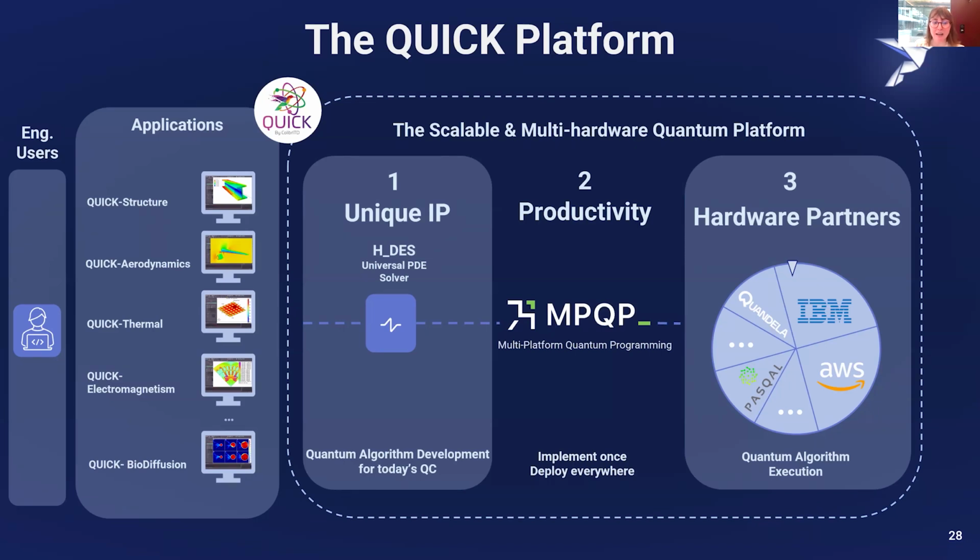So basically, they will have access to this platform through a license, and they will have modules that they can choose from for different kinds of physics and different kinds of problems. And under the hood, QUIC will solve these problems using the HDES algorithm that I presented to you today. The algorithm is written in MPQP, and then they will have the option to deploy their computation to any of our hardware partners.